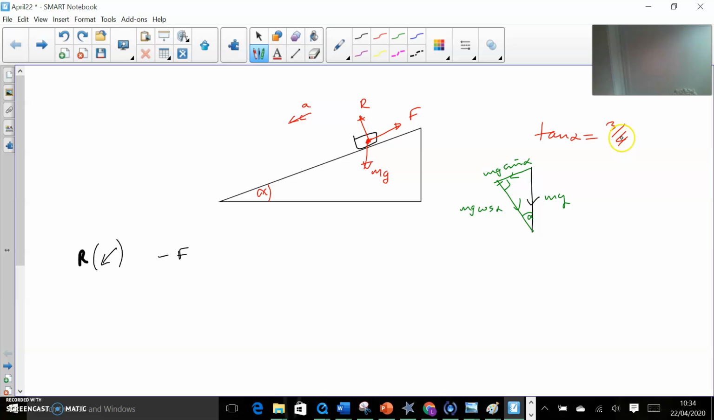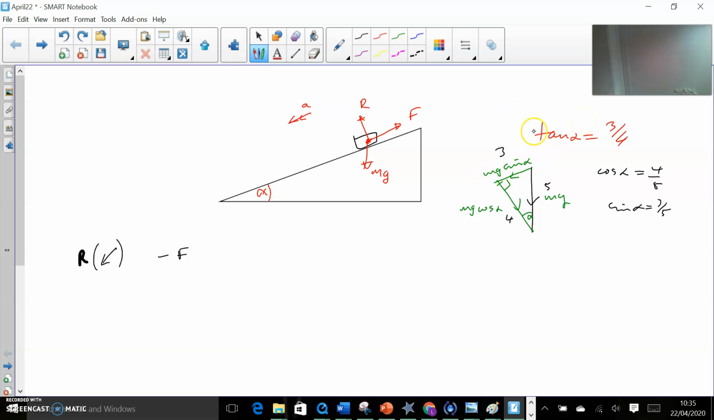If tan alpha is 3/4, so that's like saying this is 3 here and this is 4 here, then the hypotenuse would be 5. And so we have cos alpha is 4/5 and sine alpha is 3/5. And so we now know what the components are.